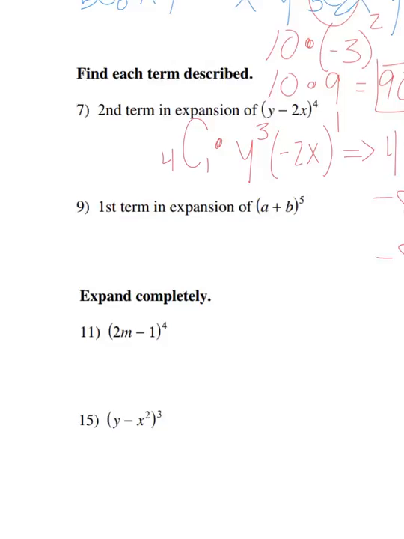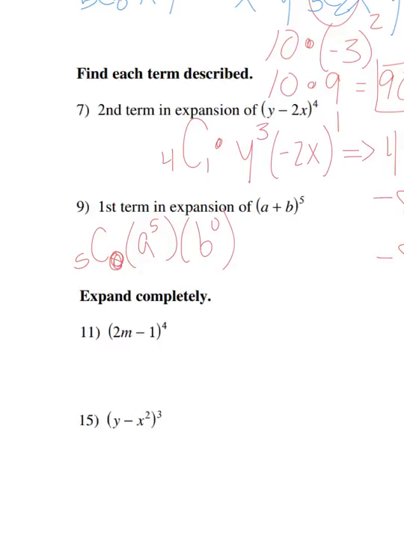Okay. So number 9 says the first term in the expansion of (a plus b) to the 5th. So they really want the first term. So we're going to start with our power. 5 choose 0. It's always going to be a choose 0 at the beginning. And then times a to the 5th times b to the 0.